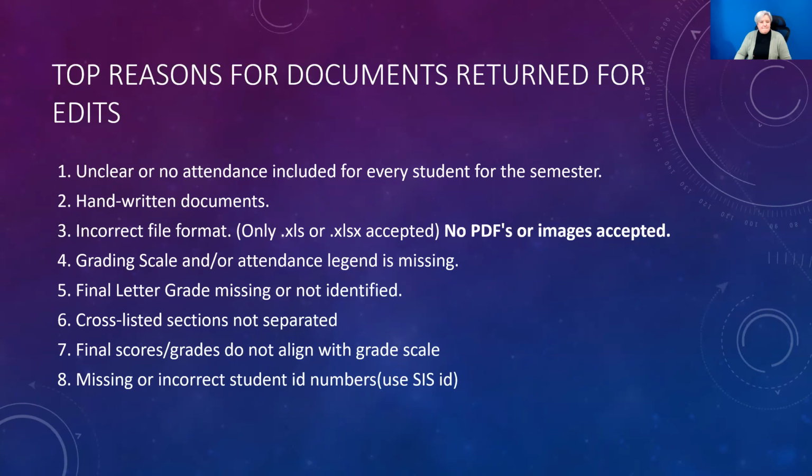Cross-listed courses or sections are very difficult too, because if there's a document that has a mix of those two sections, then it's very difficult for admissions and records to pick out what and who is in the section. The grading scale also needs to align with the final grade. That sounds pretty obvious, but certainly having that indicated to where somebody who is looking at your grade book from the outside is very, very clear of what you have, what your students have earned and what you have conferred.